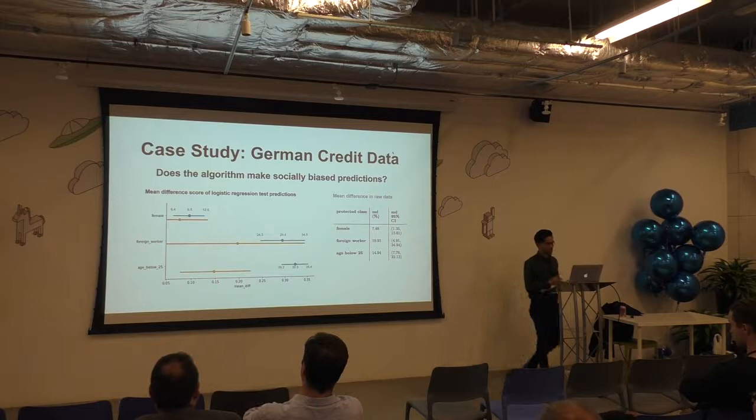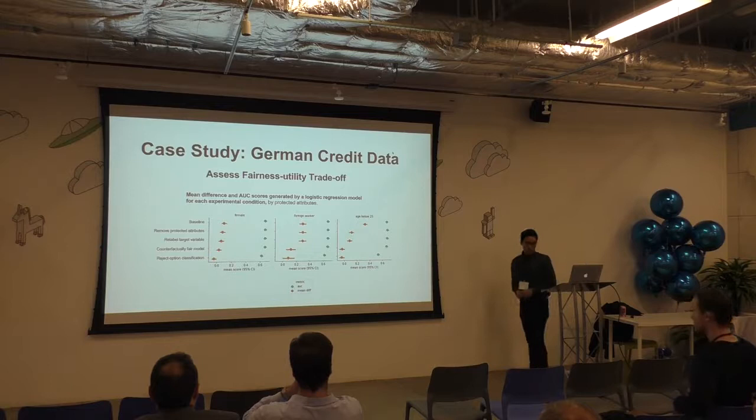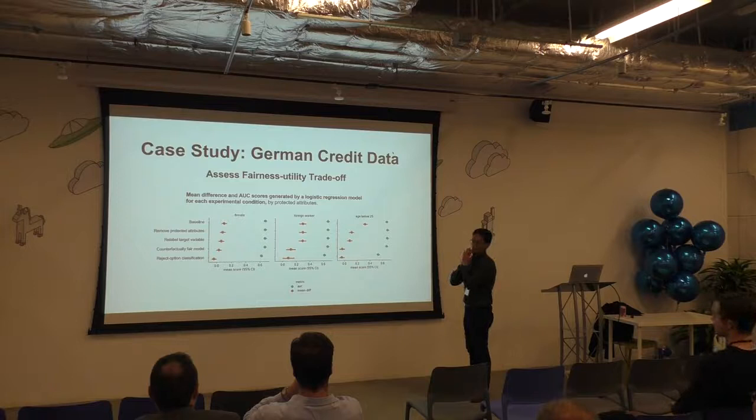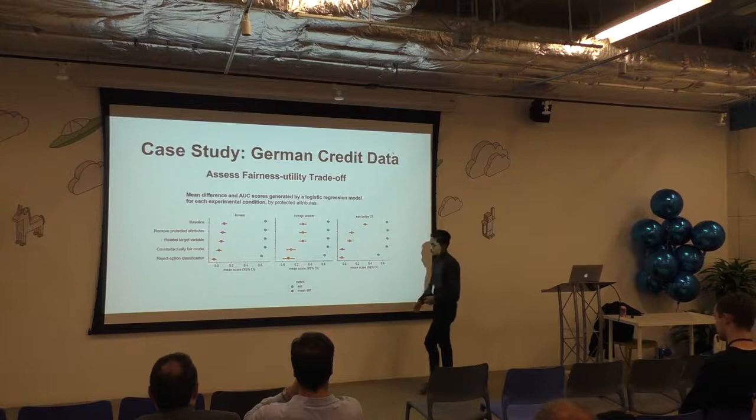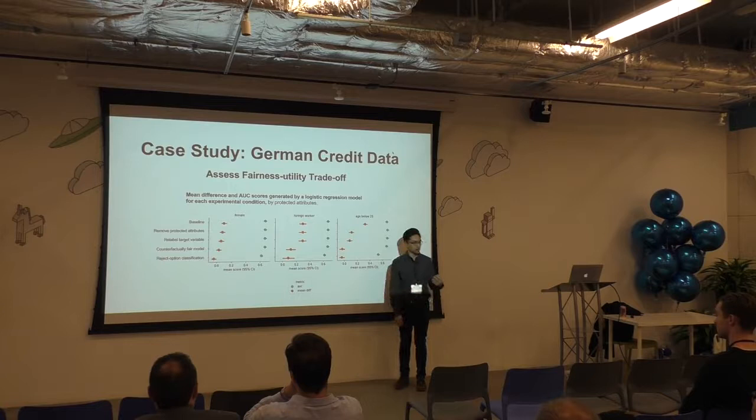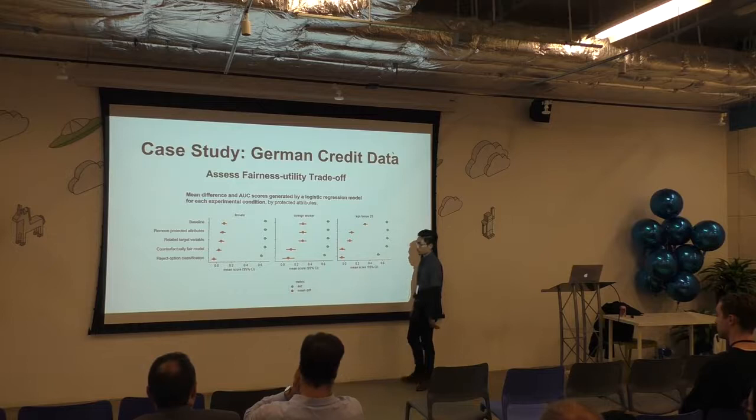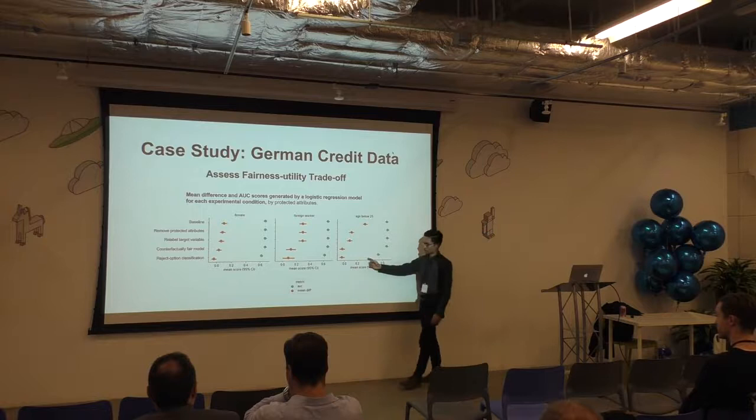Cool. And so finally, I wanted to look at the fairness utility trade-off and make that a little bit clearer to you. In green, I picked area under the curve as my classification accuracy metric. That's the utility metric in this case, so how useful is your model. And then in orange is mean difference. Lower is better, or rather, closer to zero is better. And with AUC, higher is better.